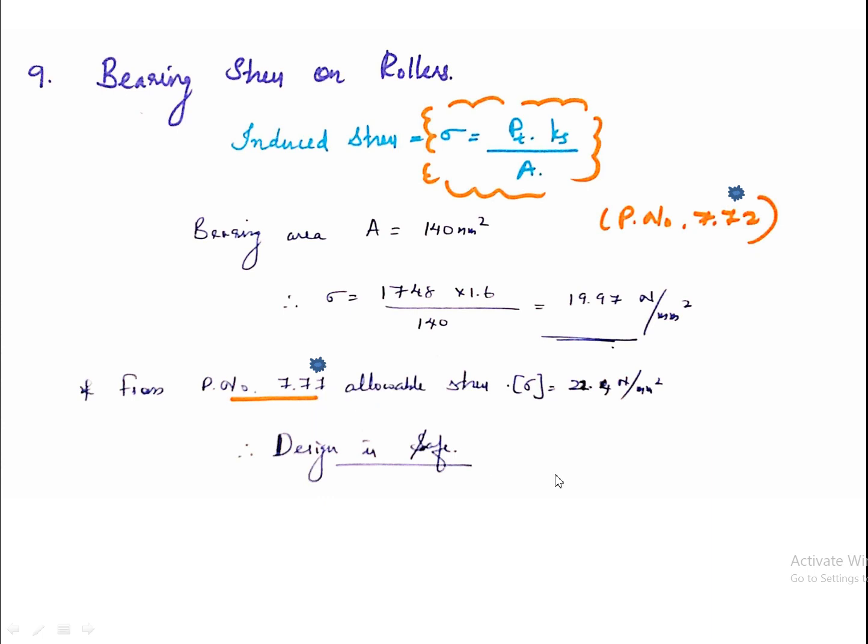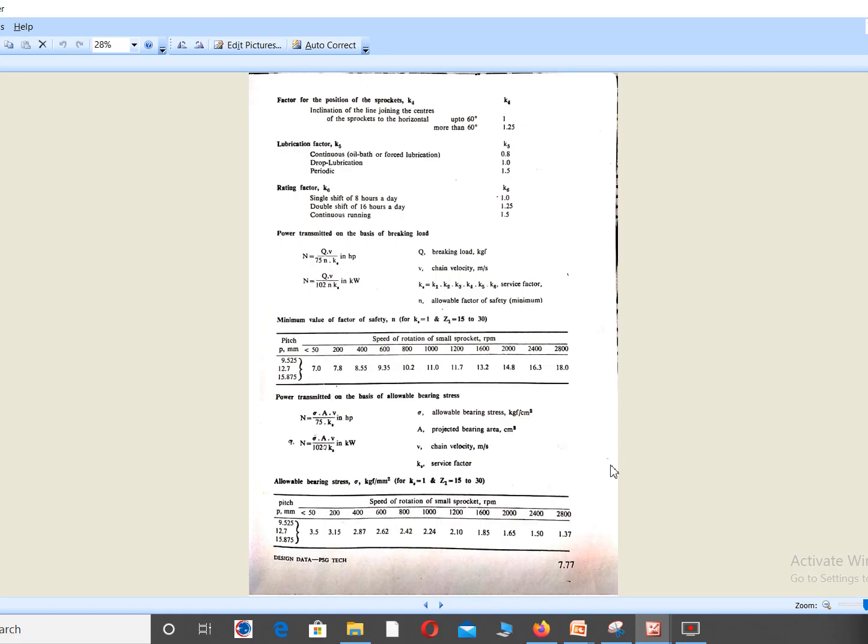Now for that you need to go to page number 7.77. Okay, so if you go to page number 7.77, again just below that factor of safety value which we have taken in the previous step, you can see here the allowable bearing stress. Okay, the allowable bearing stress value is taken again with respect to your pitch and speed of rotation. So we have taken 1000 as the speed of rotation because it is given in the question as 970. Okay, the nearest value is 1000, so we are taking 1000, and the pitch we have selected is 15.875. Now this table is common for all the pitches, right?